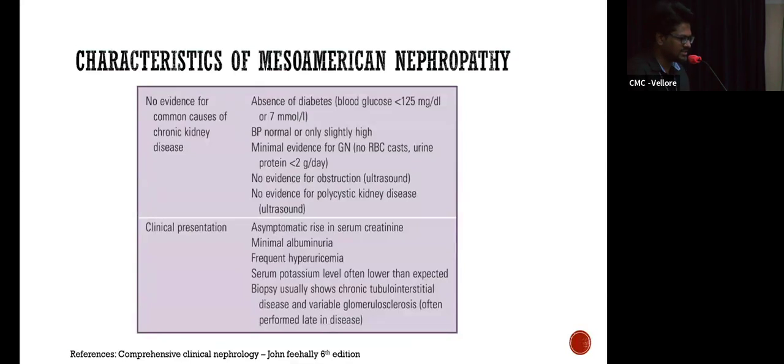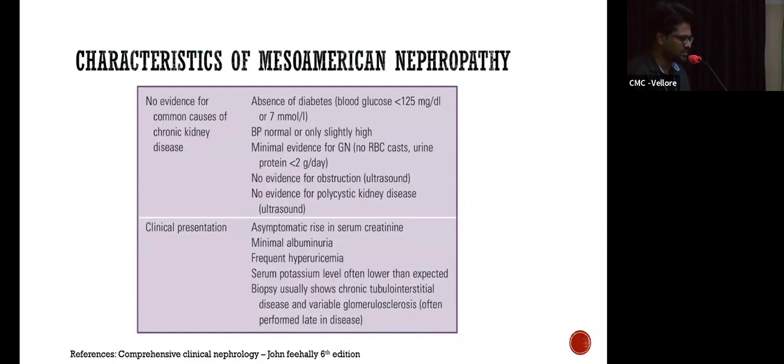So these are all the characteristics of the Mesoamerican nephropathy. They took a population where there is no evidence of common causes of CKD. There is absence of diabetes, no hypertension, or hypertension is only normal or slightly high, which means within 2 antihypertensives, BP will be controlled. Minimal evidence of GN, there will be no RBC cast, urinary proteinuria less than 2 gram. And ultrasound showed no obstruction or polycystic kidney disease.